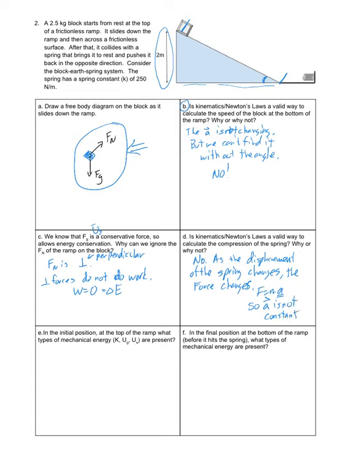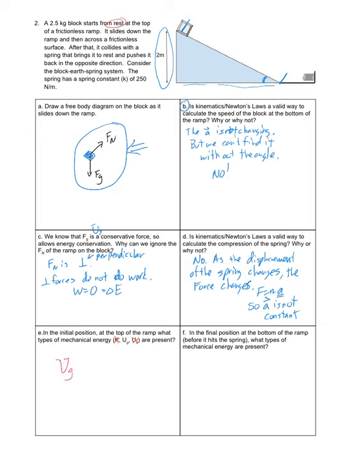All right, letter E. In the initial position at the top of the ramp, what types of mechanical energy are present? Hopefully you recognize that it starts from rest, so that's no kinetic energy. There's no elastic potential energy. Yes, there's a spring, but it hasn't been compressed yet. So the only thing we got there is gravitational potential energy.